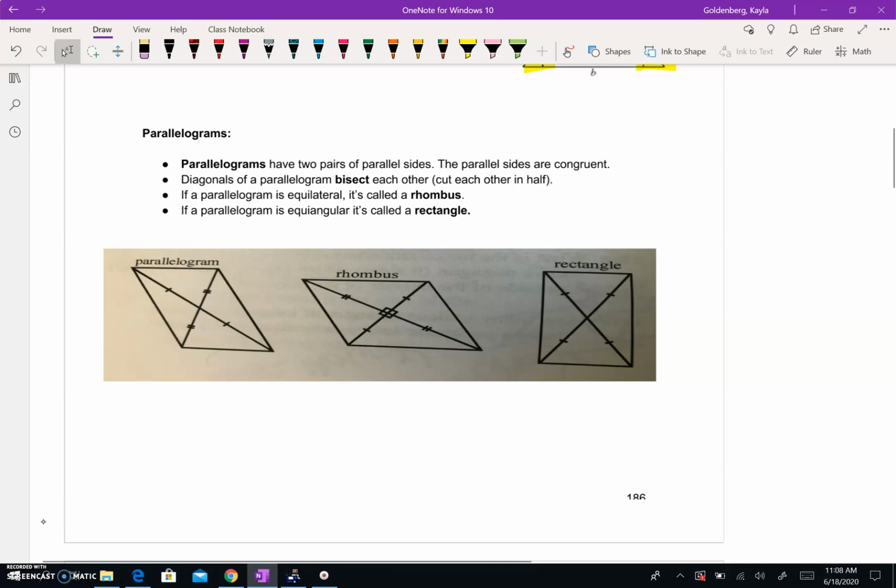Parallelograms have two pairs of parallel sides. So oftentimes, we note it with our notation like this. There are some interesting qualities. The diagonals bisect each other, which means they cut each other in half. If a parallelogram has all equal sides, we call it a rhombus. All equal sides. And so I'll use 3 tick marks since the picture already has other tick marks.